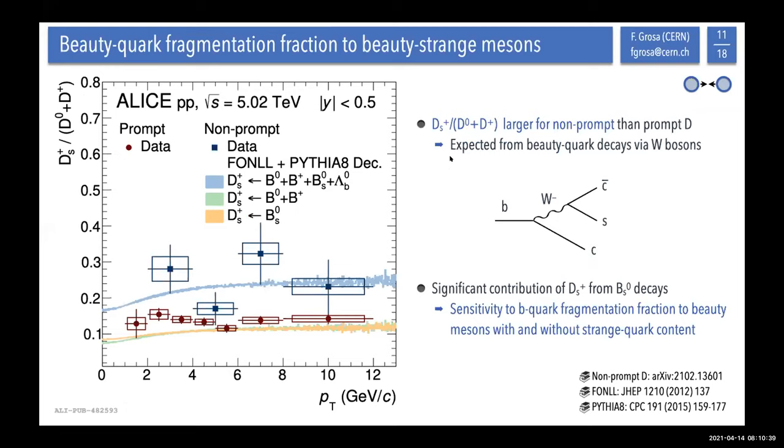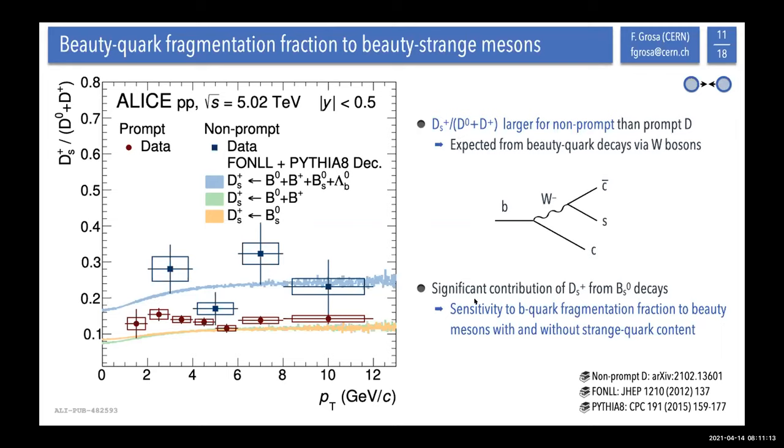So other ratios that are very interesting to look at are the ratios among the different hadron species. And in particular, this is true for the Ds meson. And in this plot, you can see the ratio between the production of Ds mesons compared to non-strange D mesons. And first of all, we can observe that this is larger for non-prompt production than for prompt production. And this is somehow expected because of the large contribution of the beauty quark decay into a c c-bar pair and the strange quark.